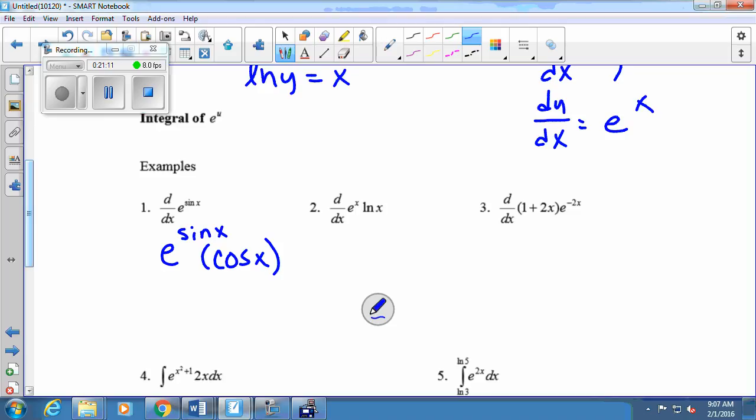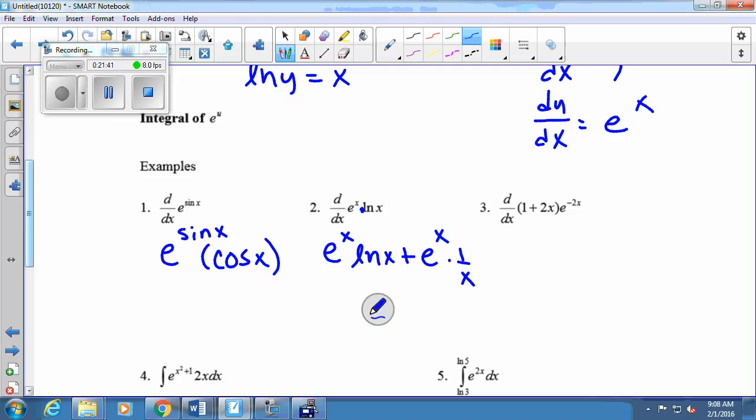Okay, what's going on in problem number 2? You can't just say, well, this is easy. What's going on here? You got to look at the problem. So what kind of rule am I going to have to apply? The chain rule or the product rule? So what is the product rule? Derivative of the first, which is just e to the x, times the second plus the first times the derivative of the second. What's the derivative of the natural log of x?